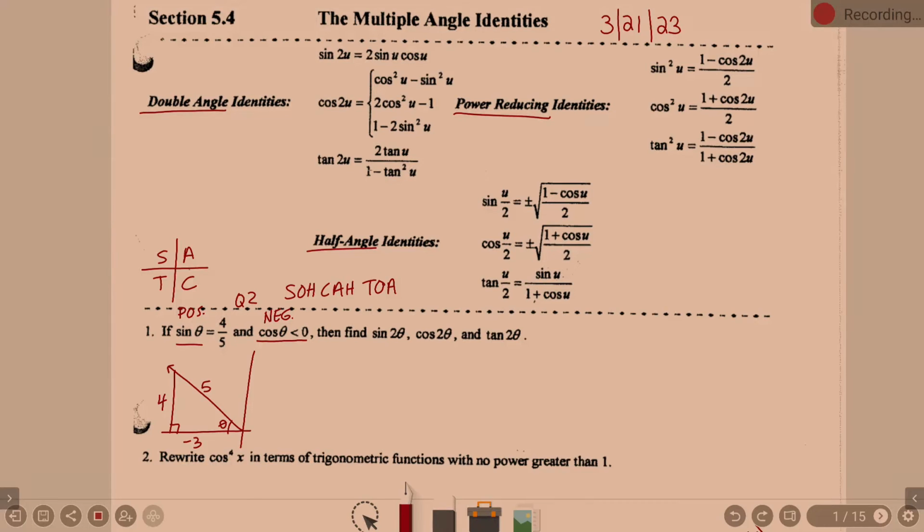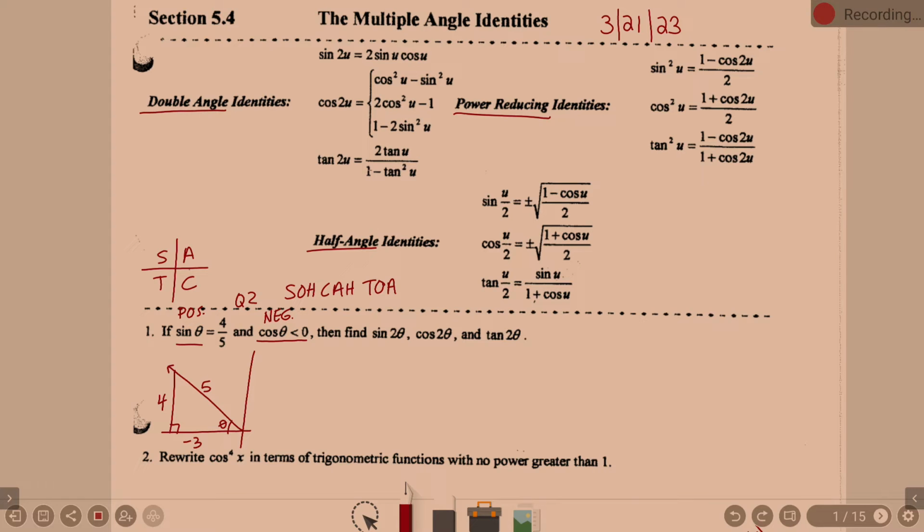As we look at lesson 5.4, remember we are starting to talk about multiple angle identities. We talked about this yesterday, and we had started on number 1. We were told sine of theta is 4/5 and cosine of theta is less than 0, and we were asked to find sine of 2 theta, cosine 2 theta, and tangent of 2 theta. If you look at the identities for sine, cosine, tangent of 2 theta, we're going to have to know sine and cosine. That is what we're working on right now, finding sine and cosine.